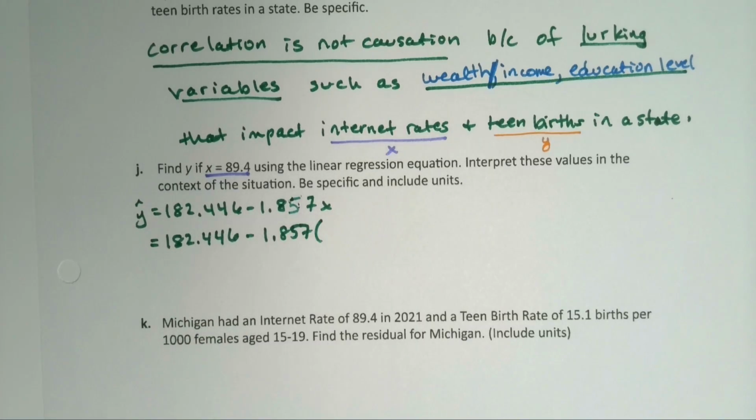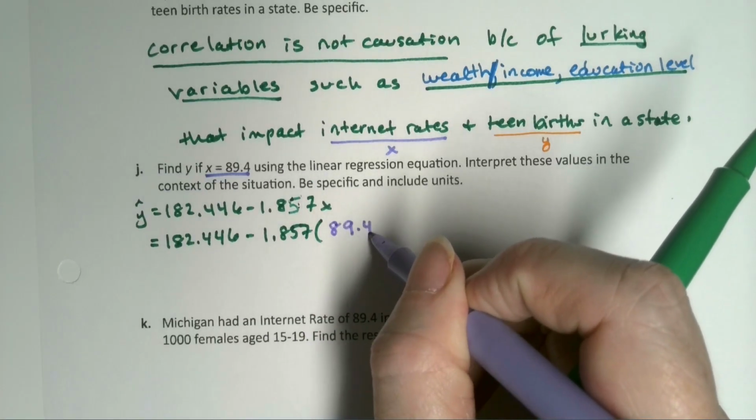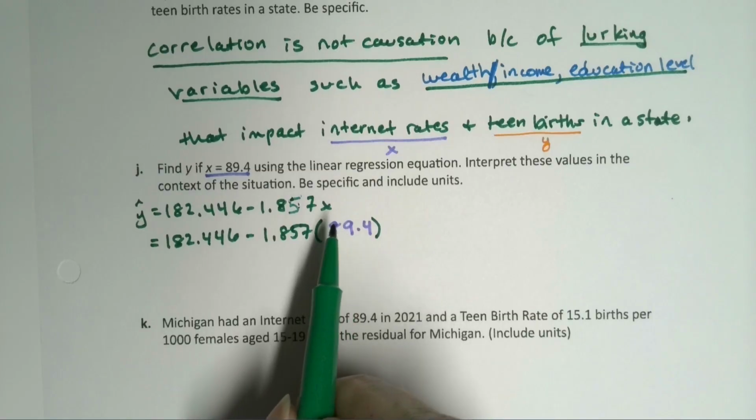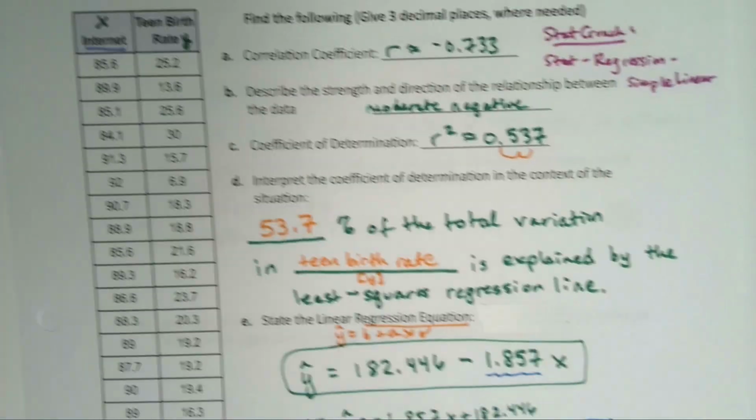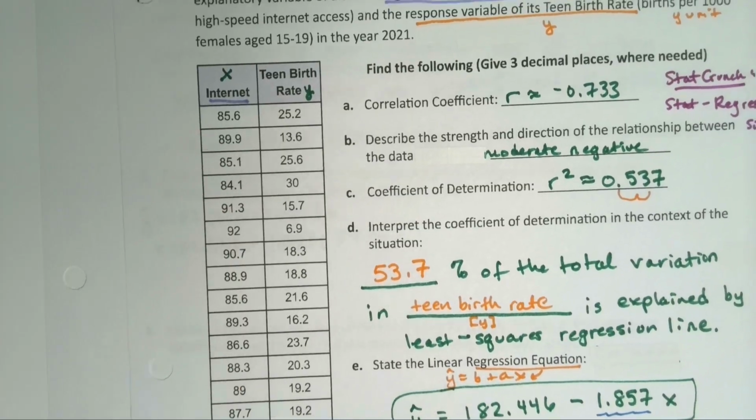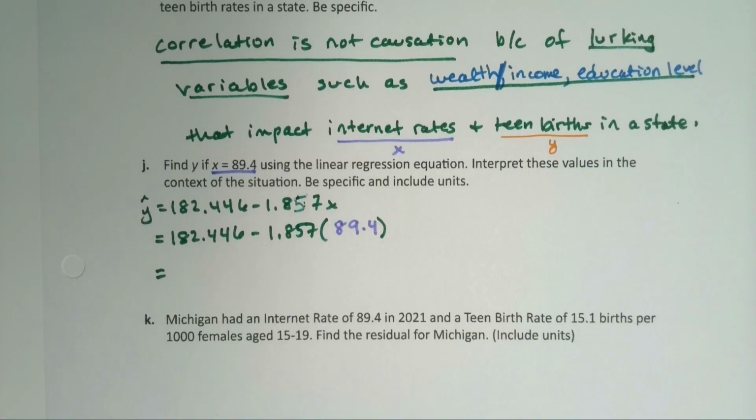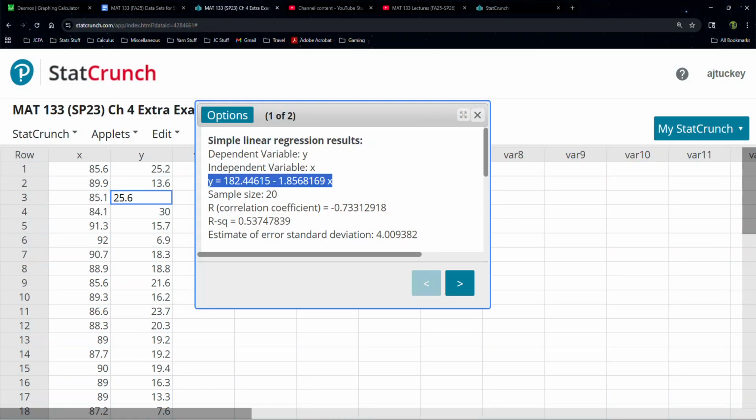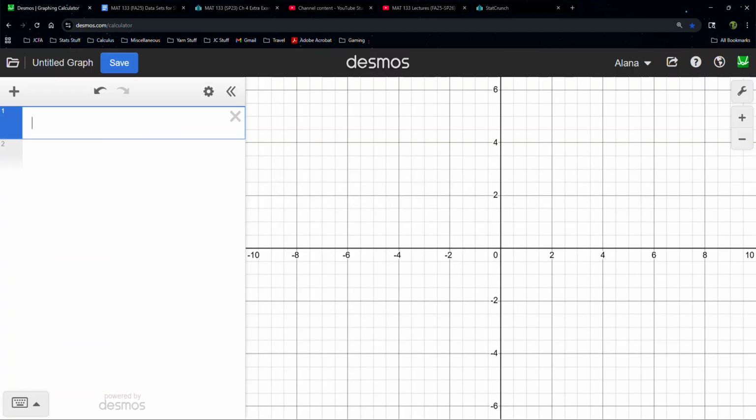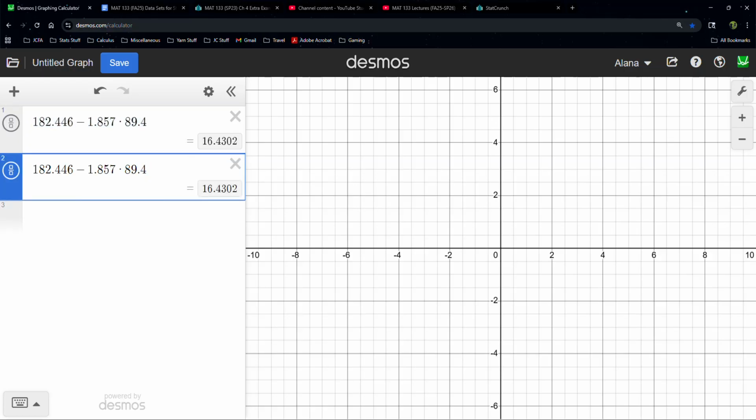So I'm going to put in parentheses to indicate the multiplication. And there we have it. Notice, by the way, that we use 89.4. We're not changing it to a decimal because the table uses big values, so we just leave it like it is. And we find that with Desmos. So let me go grab Desmos. Okay, so 182.446 minus 1.857 times 89.4. Or if you prefer, you can use parentheses. Either way, it's fine. It still knows what it is. So it's 16.43.